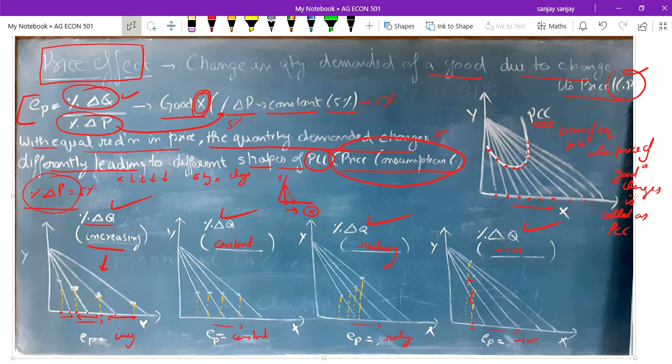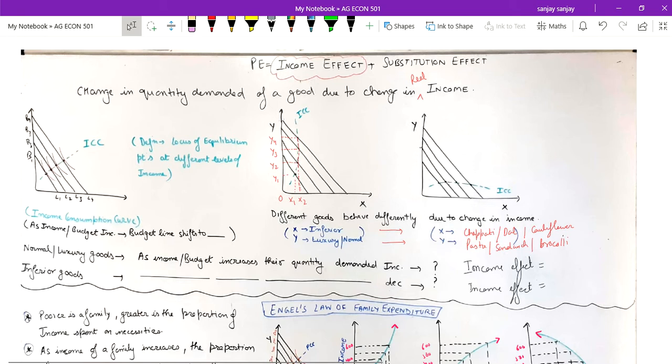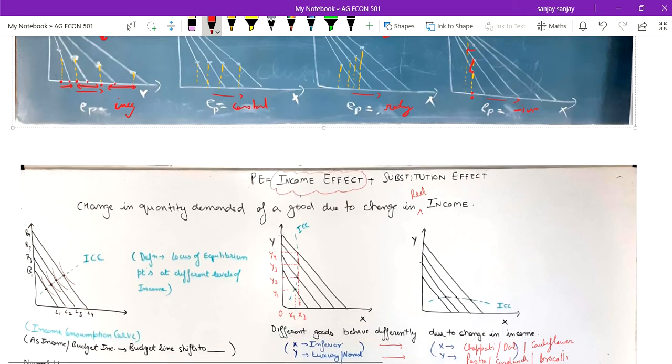Now coming to the next slide. First was our price effect equals income effect plus substitution effect. This was the first equation on the first slide. We have understood this and we have understood what the price consumption curve is. Now we'll be coming to income effect. What is income effect?